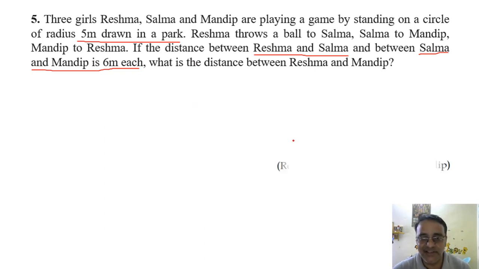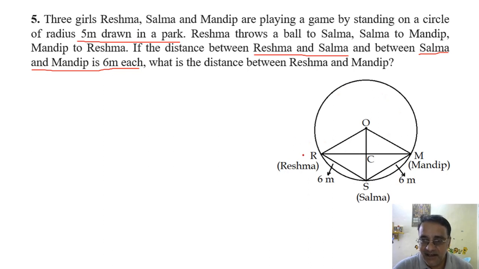So let us draw the circle first. See, R is the position of Reshma, S is the position of Salma, and M is the position of Mandeep. The distance between Reshma and Salma is given as 6 meter, this RS. And the distance between Salma and Mandeep is also given as 6 meter, and we have to find the distance between Reshma and Mandeep, that is RM. Figure is clear? Yes, sir.